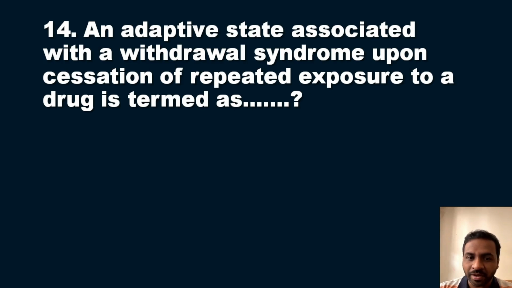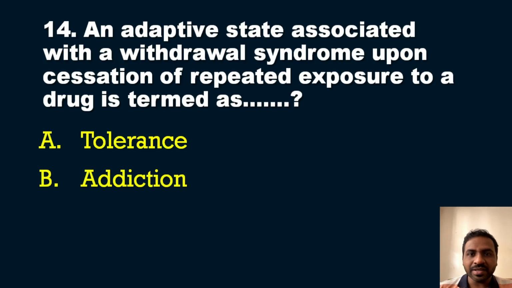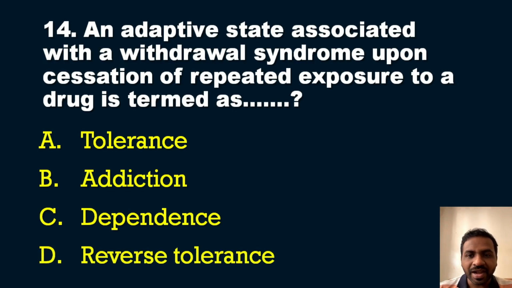So this is a definition regarding a term, so you should identify that term. An adaptive state which is associated with a withdrawal syndrome upon cessation of a repeated exposure to a drug is termed as dash, and the options for you are: the first one is tolerance, the second one is addiction, the third option is dependence, and the final option is reverse tolerance.